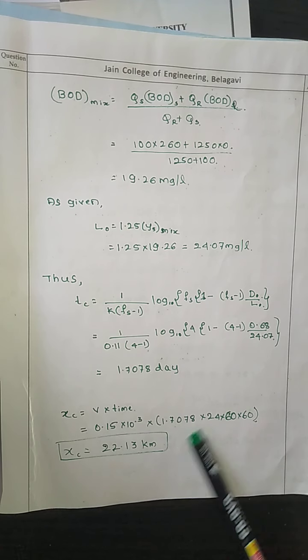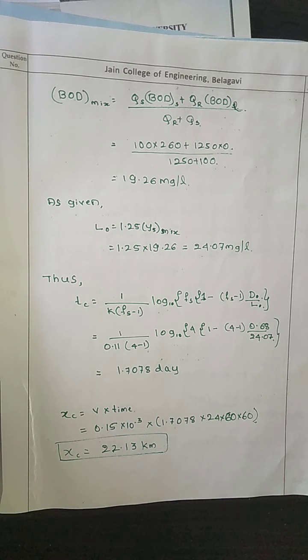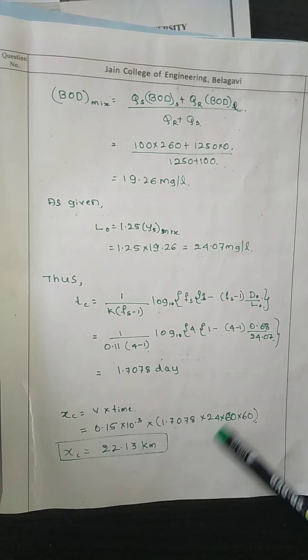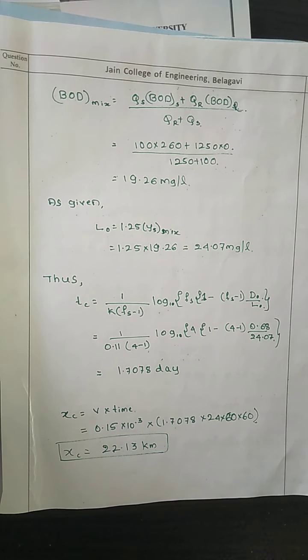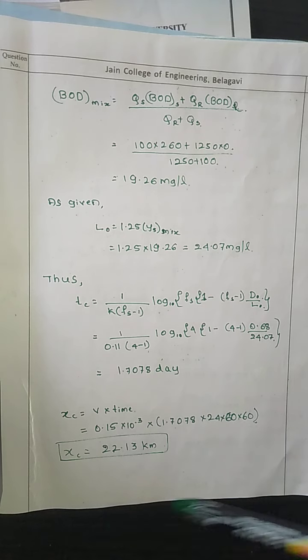1.7078 days, multiplied by 24 hours, multiplied by 60 and into 60. Because one day has 24 hours, 1 hour has 60 minutes, and 1 minute has 60 seconds. So we have converted it into seconds and we have expressed this distance Xc in terms of kilometer.